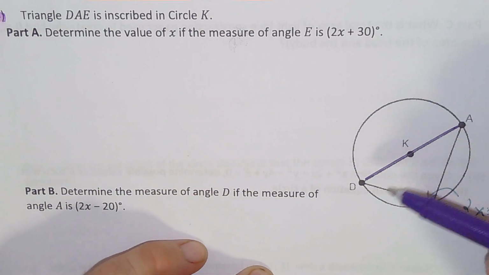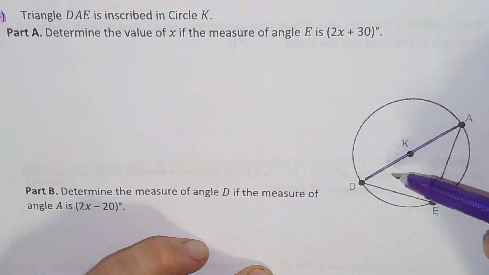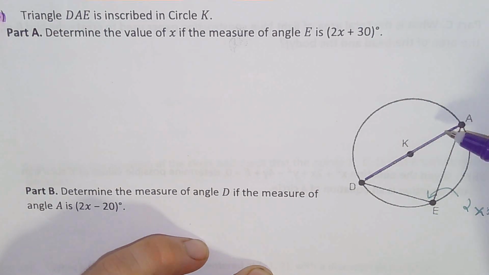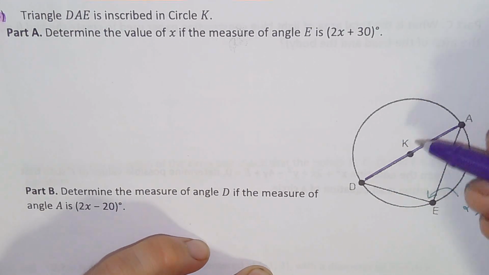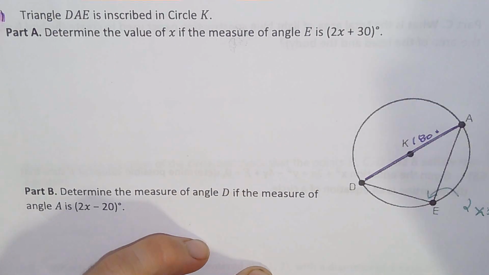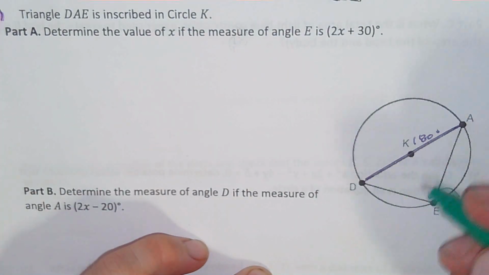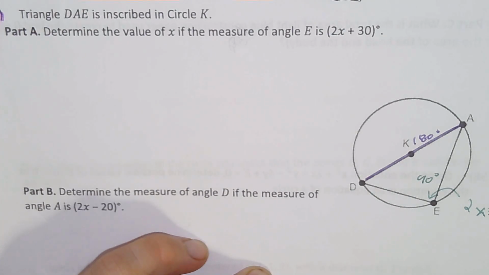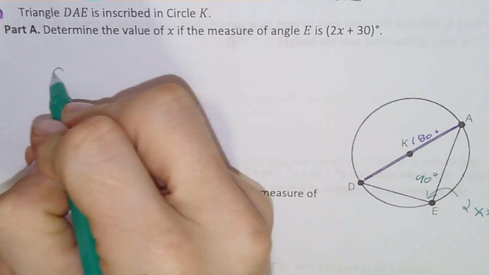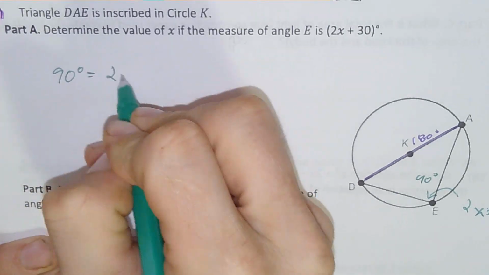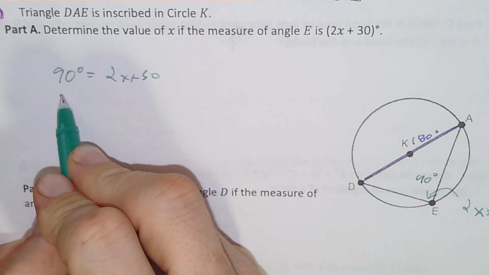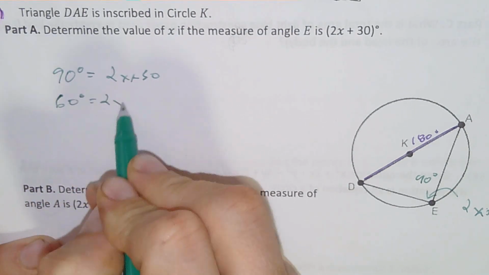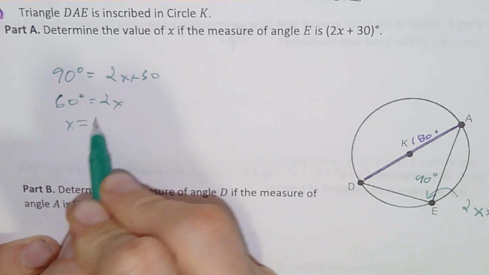Okay, and if DKA is the diameter of this circle, then DEA is an inscribed angle of this diameter, which is 180 degrees, so you know that angle DEA is 90 degrees. And if that angle is 90 degrees, then you can say that 90 degrees equals 2x plus 30. So then you can say 60 degrees equals 2x. So x equals 15.